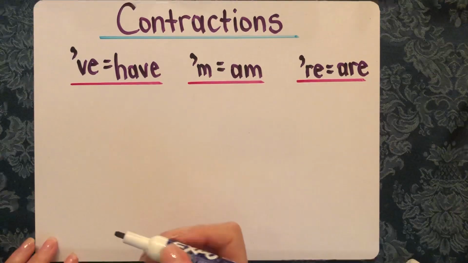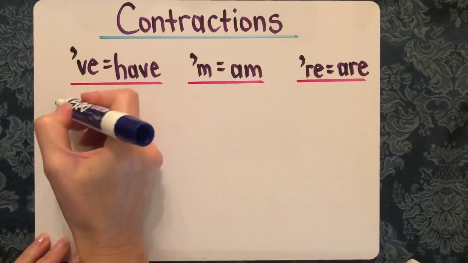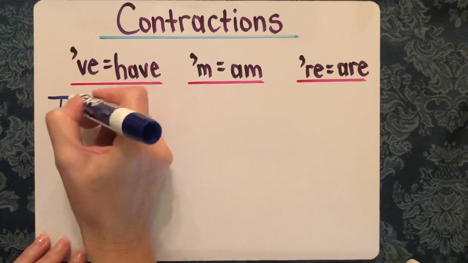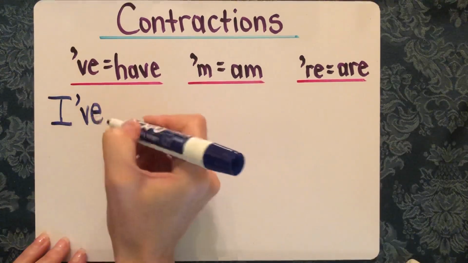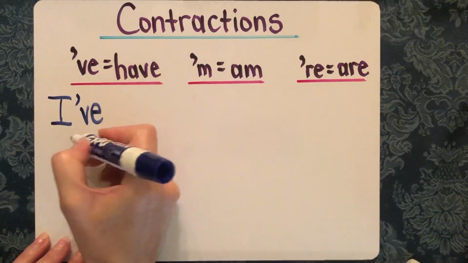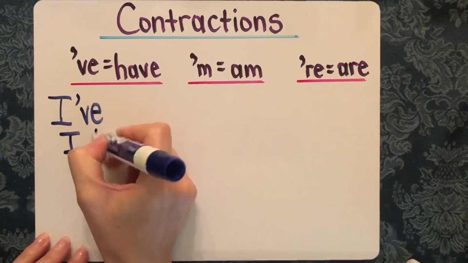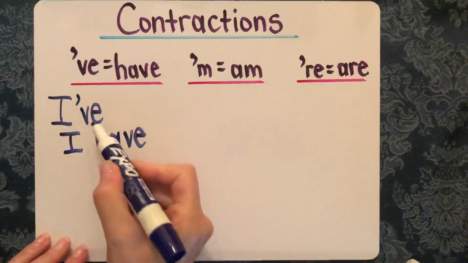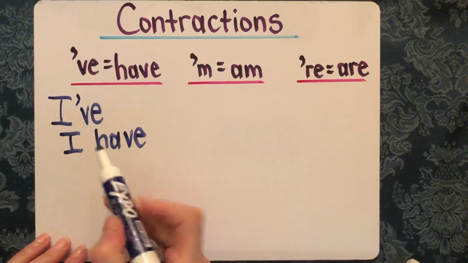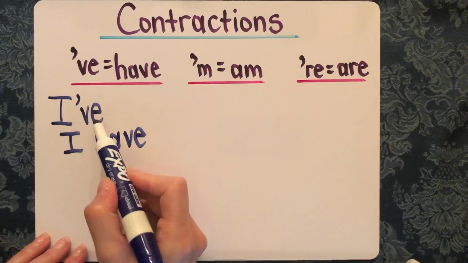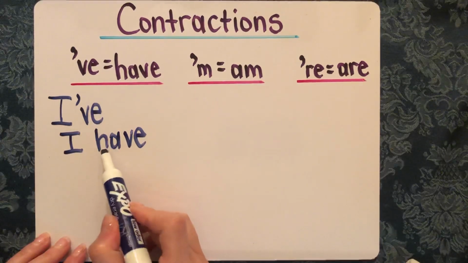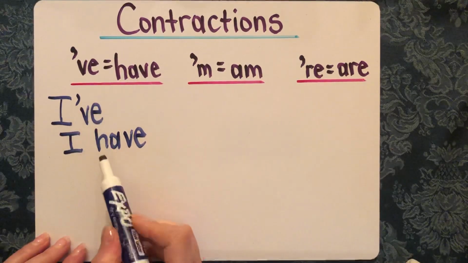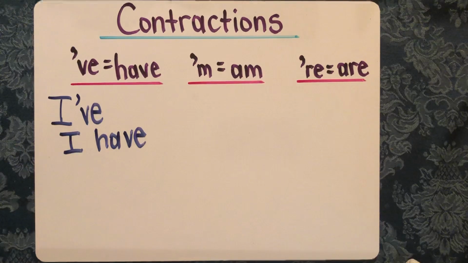If I were to write the contraction I've, that is the short way of saying I have. So I've is the contraction for I have, because the apostrophe VE is the contraction for have. It's the short way of saying I have.